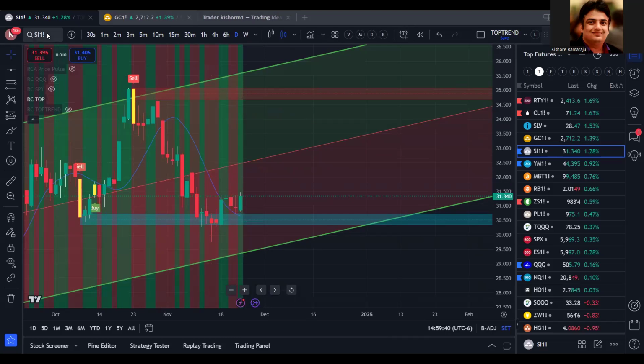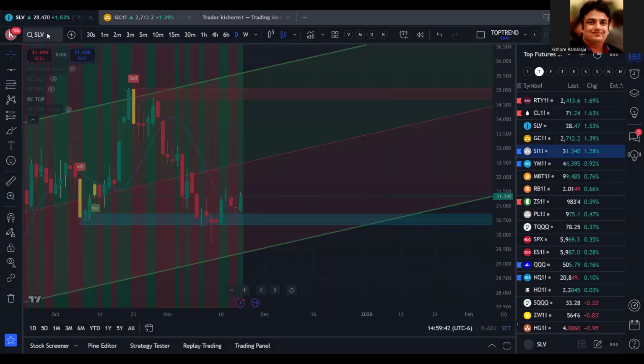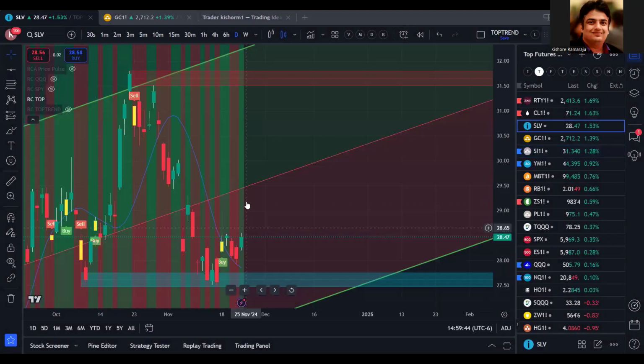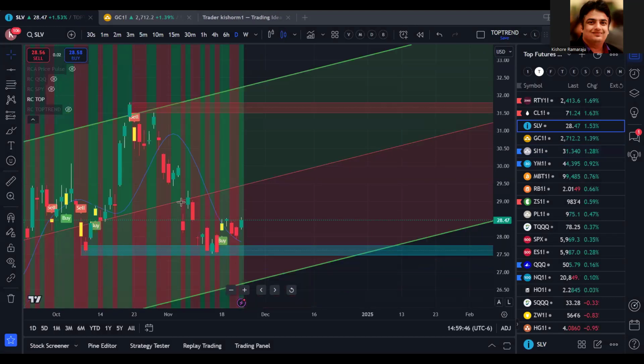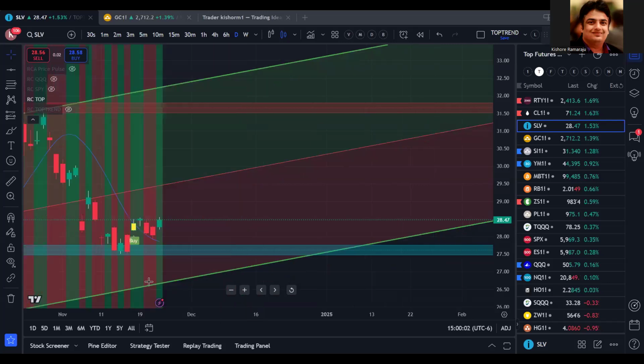Or you can go to SLV, right? SLV is the ETF. You can buy SLV stock on Monday morning. It can go all the way to 31.5. You can do bull put spreads. You can do some calls, right? It came all the way down, touched the support, went a little bit up, again did a retest, again trying to go up. You can see that, right?